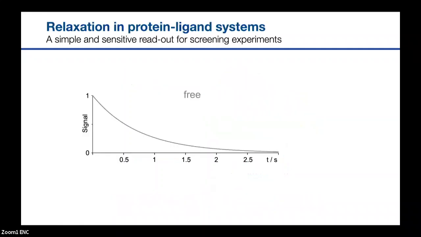Just another way of looking at this, so this is the signal of the free compound here in gray, so it decays with the rate of half per second or so. Now, if it's attached to a protein, the T2 becomes very, very short, so the signal essentially just disappears. Now, since we're constantly switching between free and bound state, we get some average. It's all in fast exchange, so we get this nice average relaxation behavior.